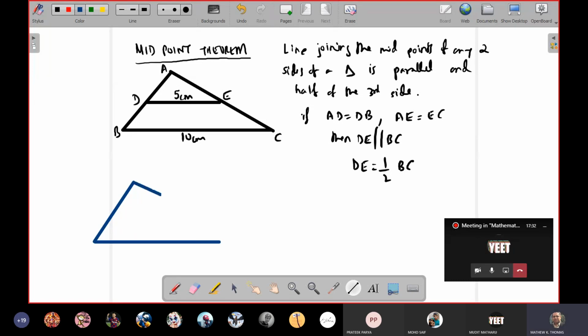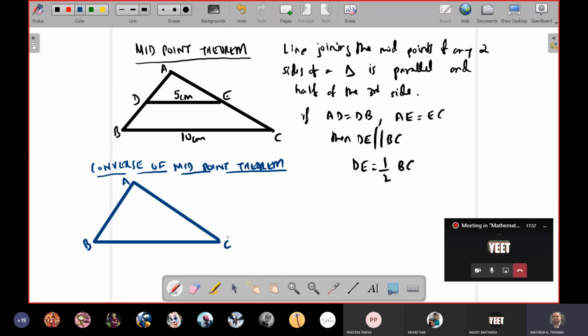This is also valid only for triangles. Converse of midpoint theorem. Converse means the reverse actually. Okay, so reverse or converse, we normally call converse for theorems.